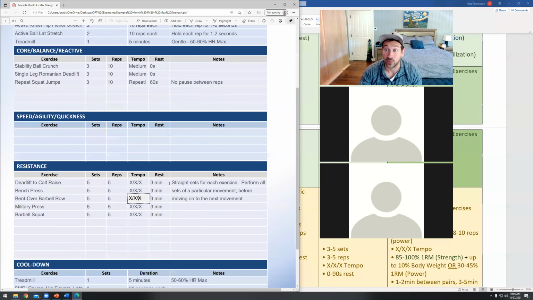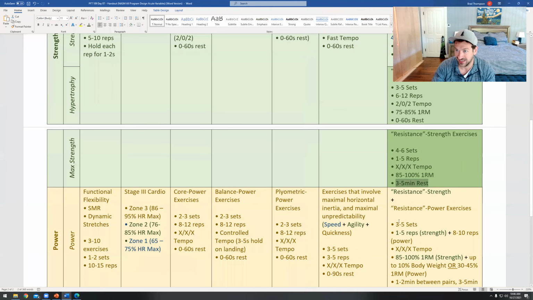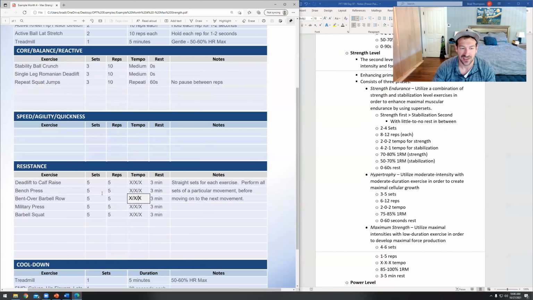And then we take 3 to 5 minutes of rest. Holy crap, that's a lot of rest. Which is why you'll notice I also, in this routine, took out the biceps and triceps, because this is already with 5 sets. That's 15, 30, 45, 60. That's an hour and 15-minute workout there.